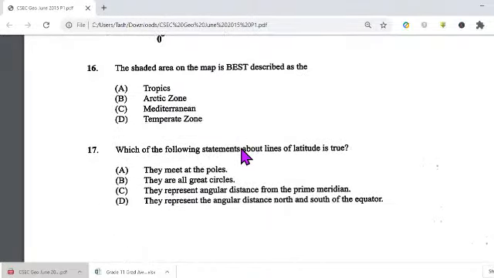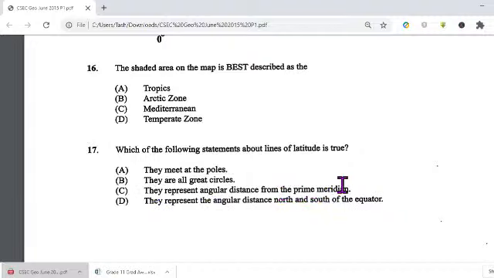Number 17, which of the following statements about lines of latitudes is true? They meet at the poles. Do lines of latitude go to the poles? No, they do not. So A would have been out. They are all great circles for lines of latitude. No, they are not. There is only one great circle that is a line of latitude, and that is the 0-degree line. They represent angular distance from the prime meridian.